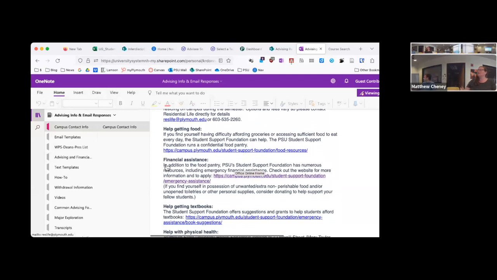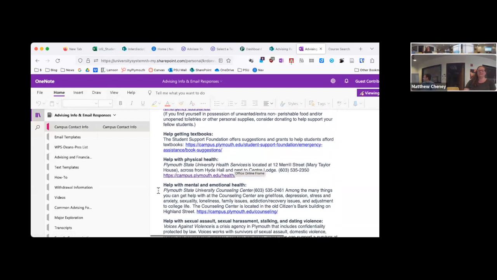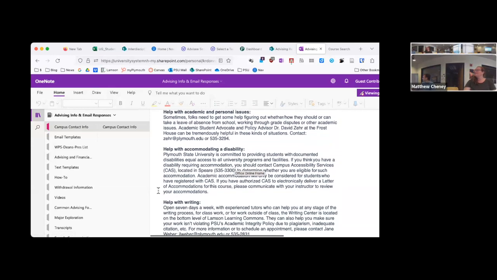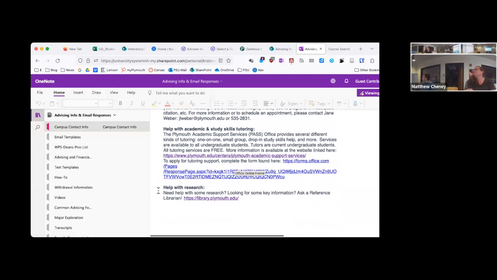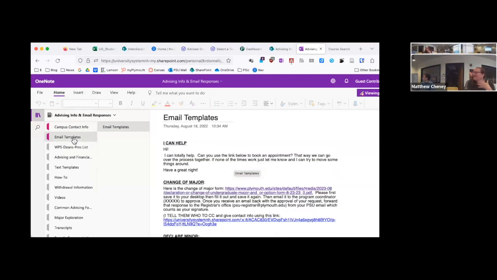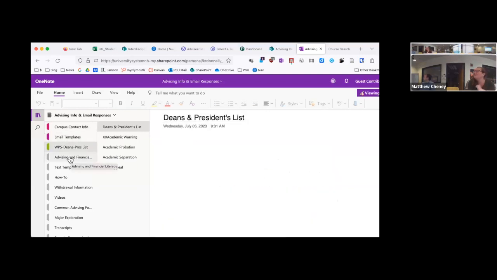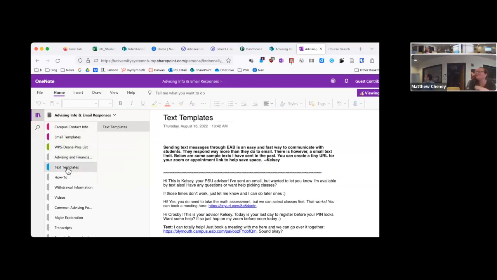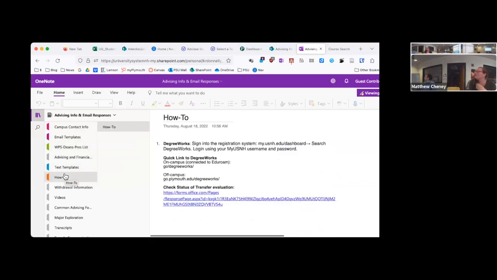If a student is looking for contact information for something, or they have a question about financial aid, I say, I'm not sure the answer to that, but you should connect with financial aid, and I'll give them the contact information. This is a pretty robust contact information and email template set that I have used throughout. I find that I have to keep writing the same ones over and over. You don't have to use mine, but I have email templates, I have text templates, I text a lot. There's information about deans and presidents lists, and well, looks like that needs to be enhanced a little bit. But just go through it. I won't go through all of them, but it's just stuff that we've built out in our office to help advisors. Great stuff.